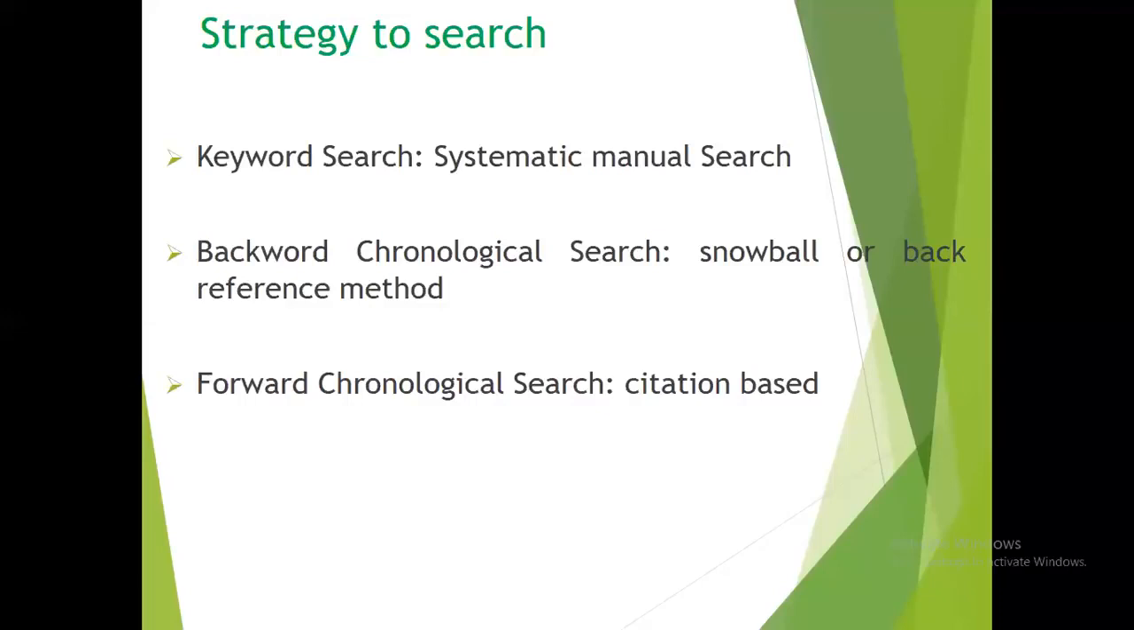By using these two techniques, you can easily save your time. Why? Because unlike your keyword search, where you have to search a number of articles and check whether each article is authentic or not, here you directly consider one or two articles, see their references and their citations, and from that you will get a number of articles which will be helpful to carry out your research work. That is basically your forward and backward chronological search.